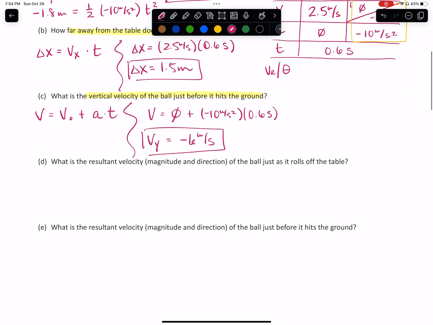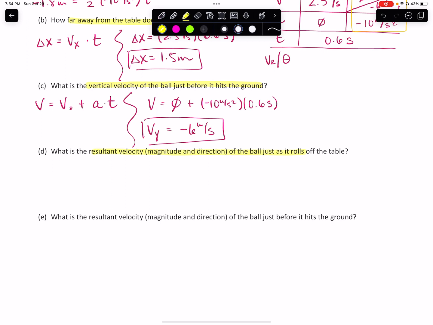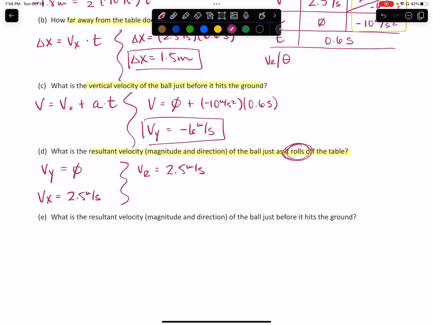What is the resultant velocity, magnitude, and direction of the ball just as it rolls off the table? So here's an important word. We're up at the beginning of this motion. So I know that the horizontal velocity is all there is. The vertical velocity is 0, and the horizontal is 2.5 meters per second. I could plug that into Pythagorean's theorem, but I would get back that our resultant velocity is equal to the x component, so 2.5 meters per second. And because it's rolling off the table, it has an initial theta angle of 0 degrees, or you could say pointed east. So you don't really need to do any calculations, but you do need to think about what's going on at the beginning.